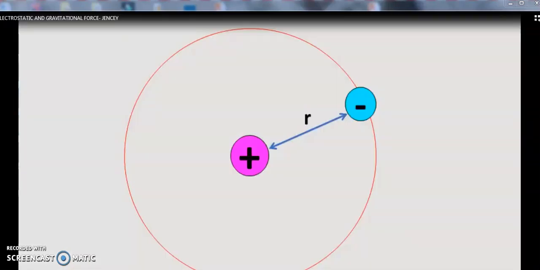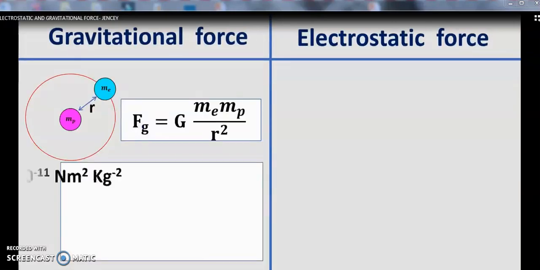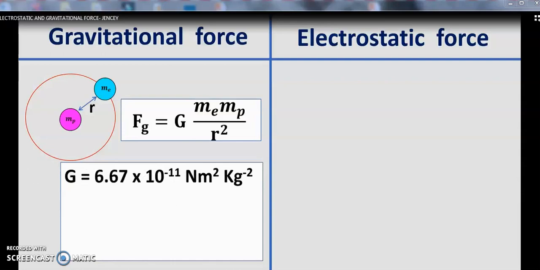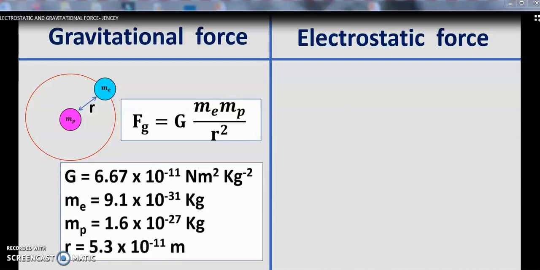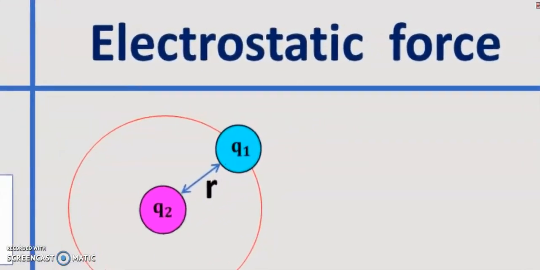Now let us calculate the gravitational force between the proton and electron. The gravitational force Fg is equal to G multiplied by Me mp upon r square. Me and mp are nothing but the mass of the electron and the mass of the proton, and r is the distance between them. G is the gravitational constant. So let us substitute these values of G, Me, mp and r. We will get Fg is equal to 3.4 into 10 to the power of minus 47 Newton. Now we will see electrostatic force.